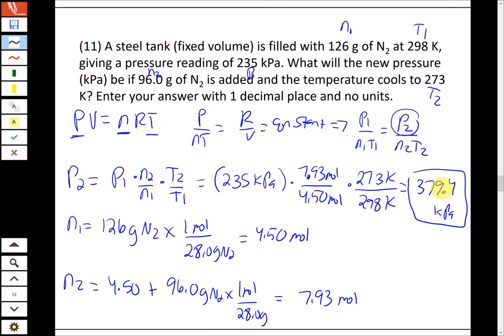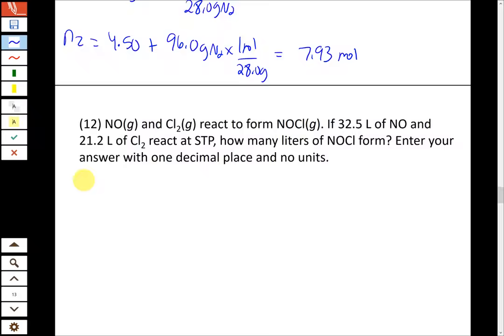So again, for any combination of these four variables, pressure, volume, number of moles, and temperature, we can always derive relationships between them. This is not a specific named gas law, but we can figure out what it is from PV equals nRT, and then we just have to set the initial and final conditions equal to each other. All right, questions? All right, let's keep going then.